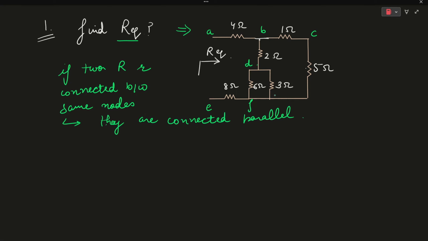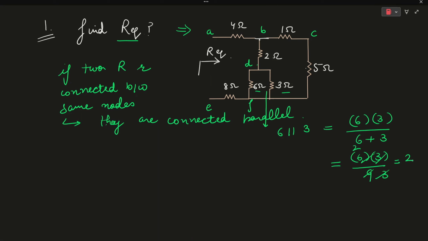So as you can see in this particular circuit, the 6 ohm resistor and the 3 ohm resistor are connected between the node D and F. So we can say that these two resistors are connected in parallel. So the parallel combination of these two resistors will be 6 into 3 over 6 plus 3, which is 18 over 9, that is coming out to be 2 ohms, okay?